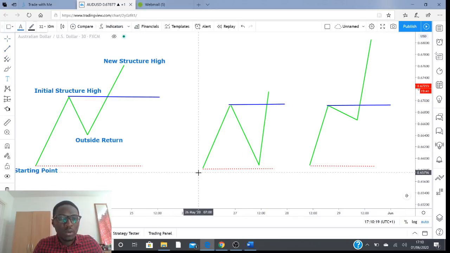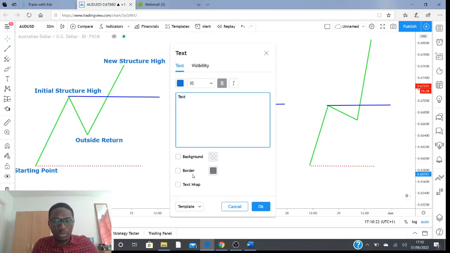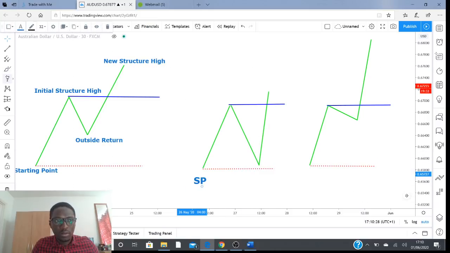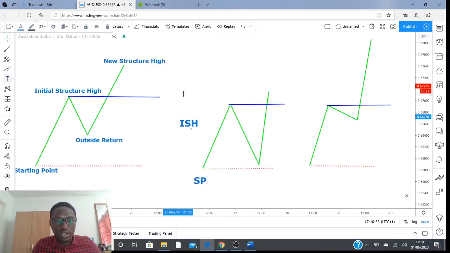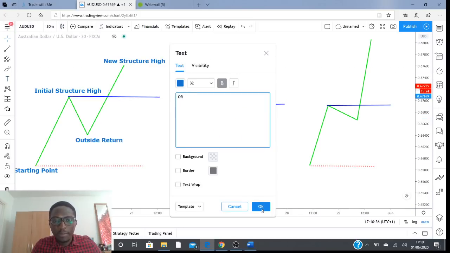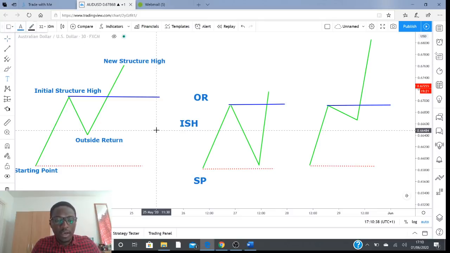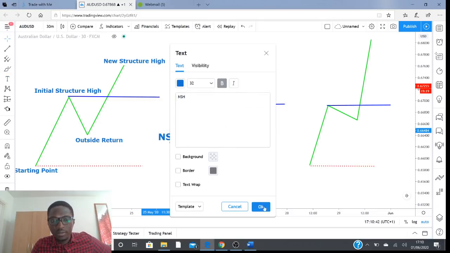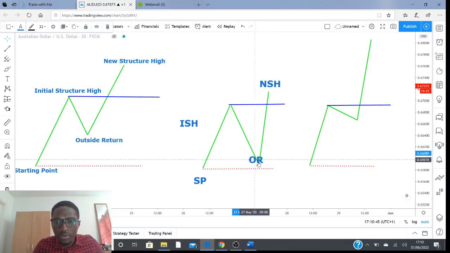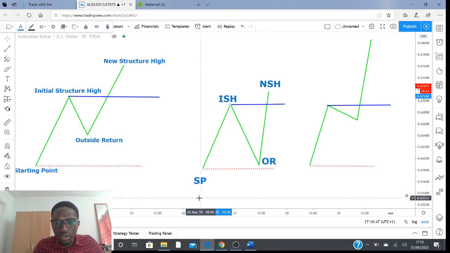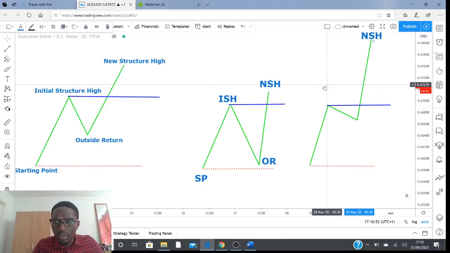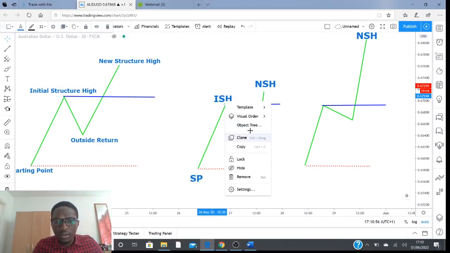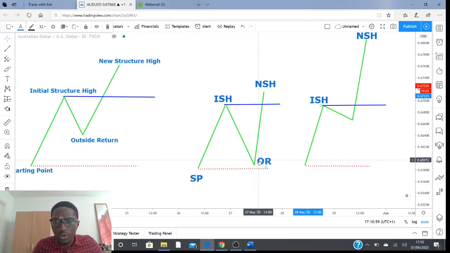Now I have to label the points. So we have SP, we have ISH, initial structure high. I'm just going to put abbreviations instead of the full labeling, OR for outside return, and we have the NSH, new structure high. So the new structure high goes here, outside return comes down here, initial structure goes up there. I'm just going to clone this because I don't want to be typing them again. So I'll clone that and then do the rest as well.